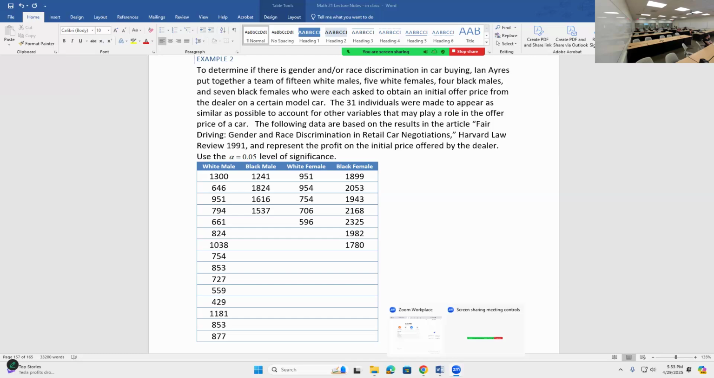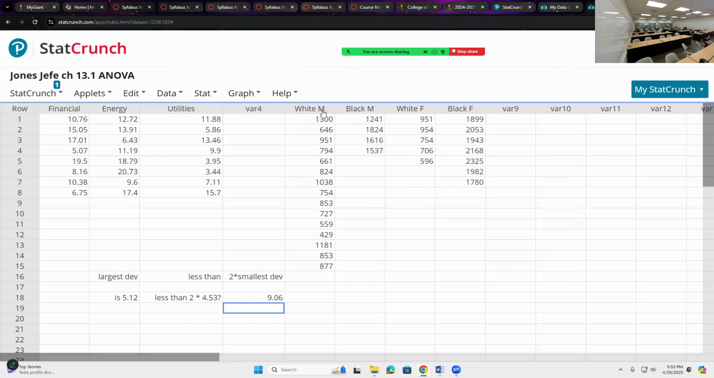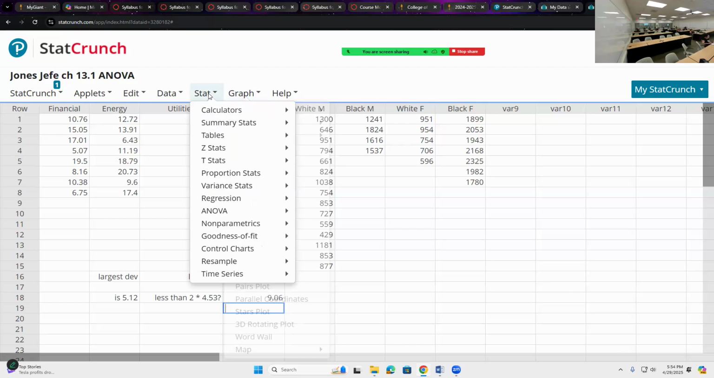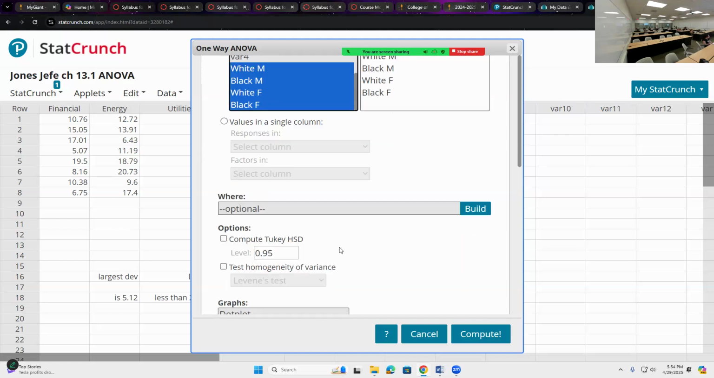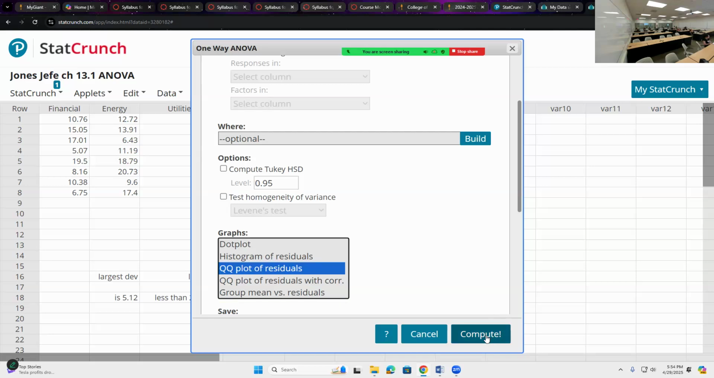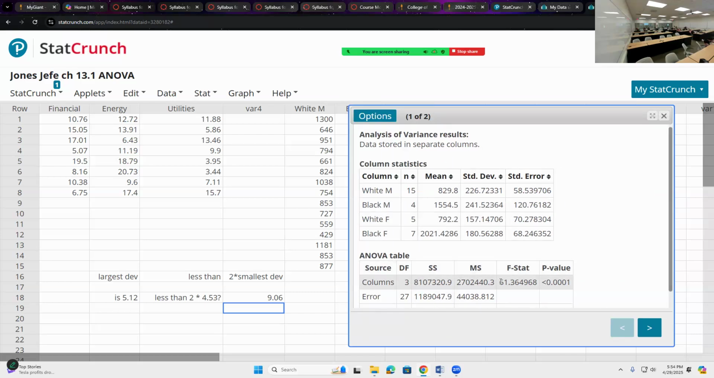So we've got this over in StatCrunch. We have 4 columns here, we're gonna do Stats, ANOVA, One Way. We're gonna grab those 4 columns. I'll throw the QQ plot up, just take a peek at it. Here's our F stat and here's our p-value. We also want to check the lowest standard deviation, which looks like 157, and the highest is 241. So I'll write this all on paper.